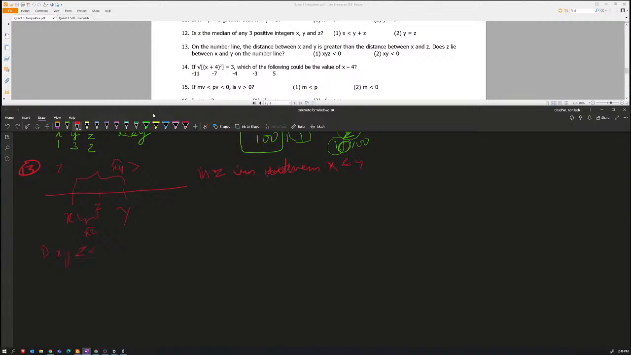The first one is xyz is less than 0. That means two of them have the same sign and one of them has a different sign. That doesn't help much because we don't know which two of them. So what I can do is take x as minus 1.